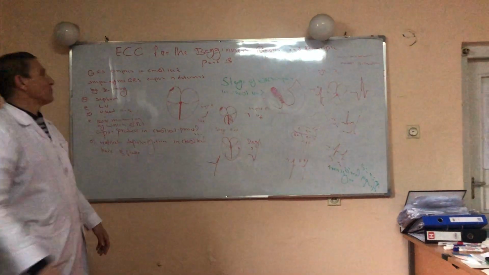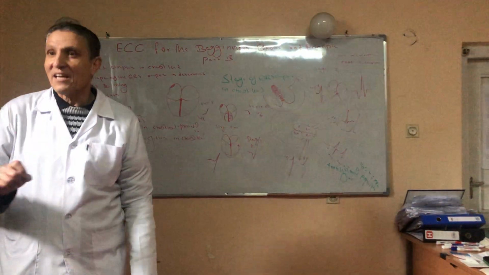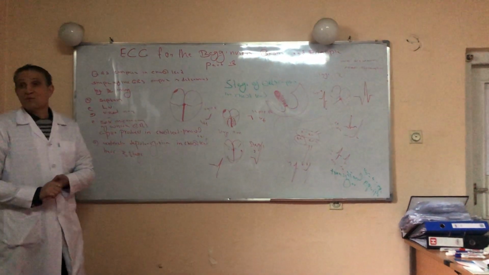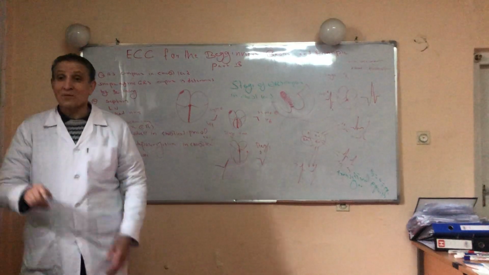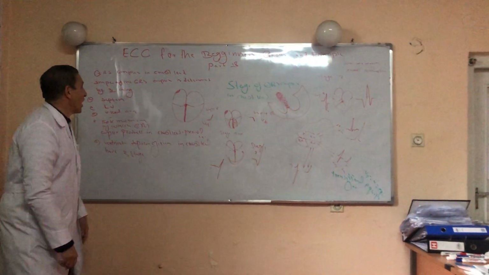You should not be confused about these three terms: precordial leads, chest leads, and V leads. We have already discussed the limb leads, but today we want to discuss the V leads, or chest leads, or precordial leads.